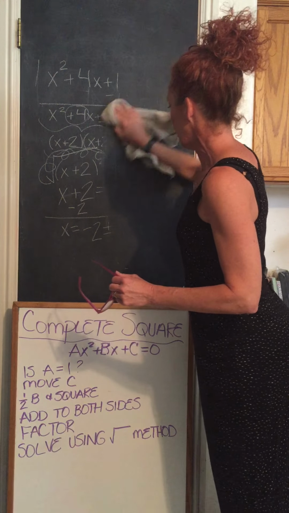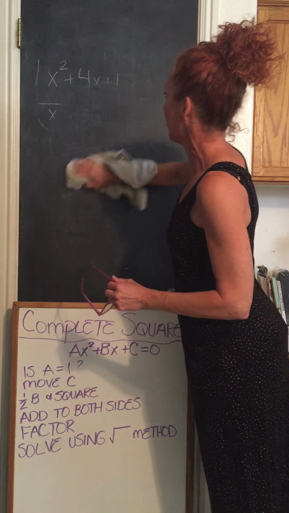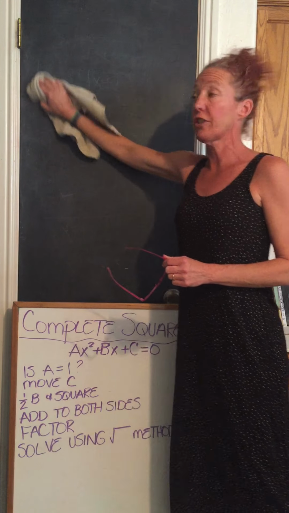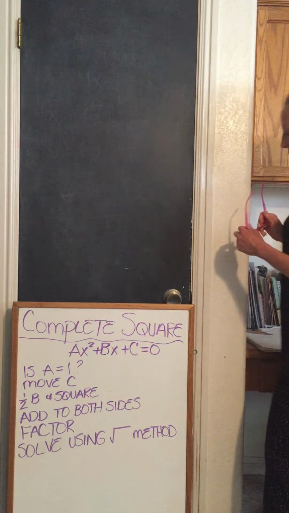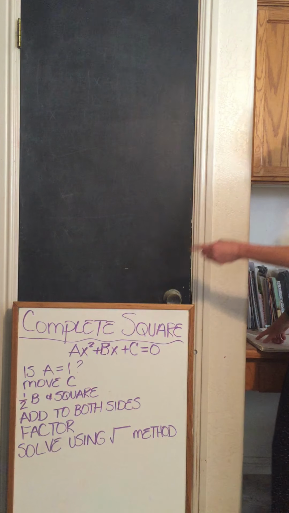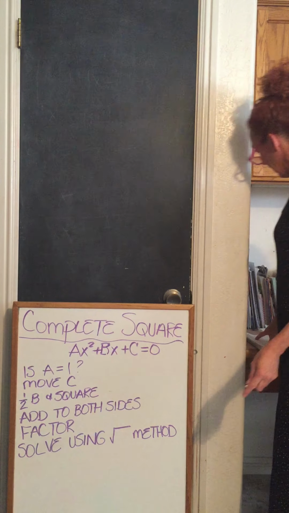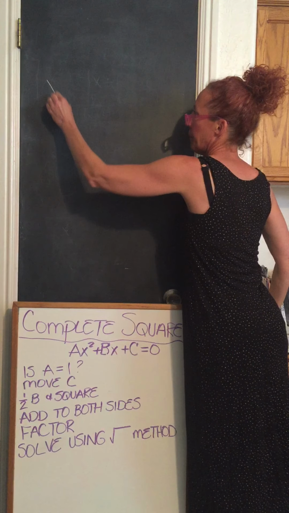The good news is that there are some strange ones where we would end up with some fractions. We would have either an odd number for the b, or we would have a problem where a is not equal to 1.